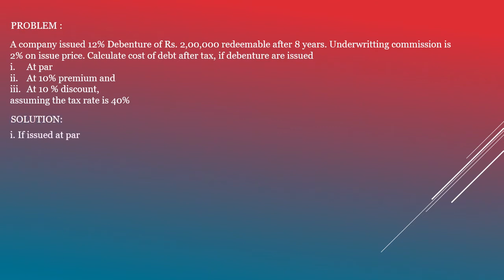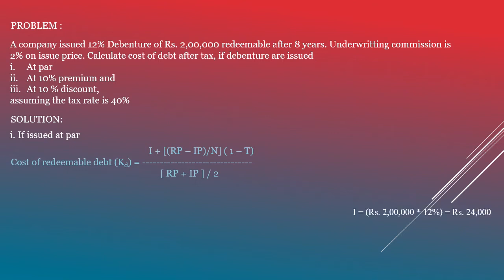So here first of all we will calculate the cost of redeemable debt under the first condition, when it is issued at par. So this is the formula. In this formula, I is the annual interest payment. So first of all, we will calculate annual interest payment. Annual interest payment is 24,000. By multiplying the total value of redeemable debenture with 12% interest, we can calculate annual interest payment.